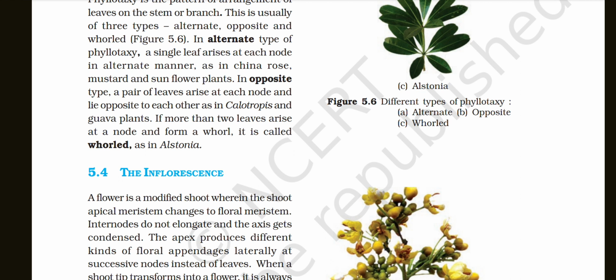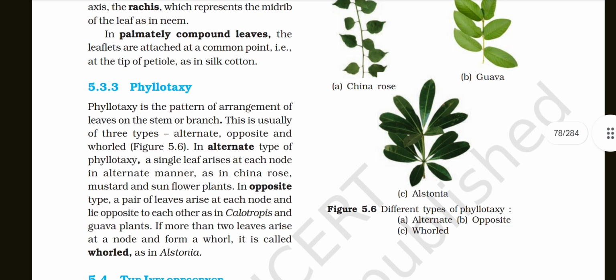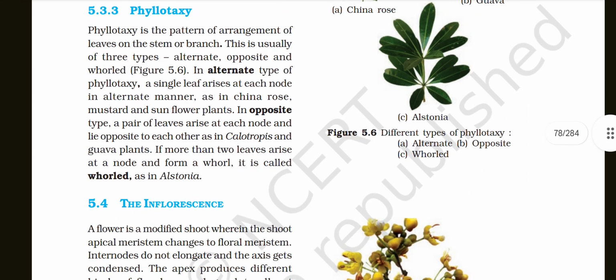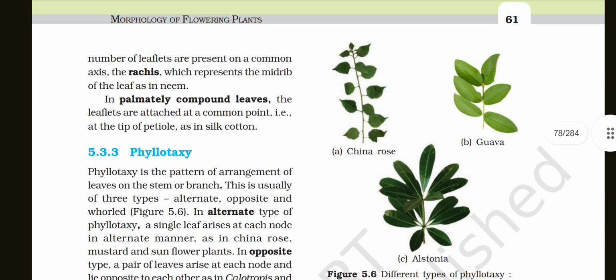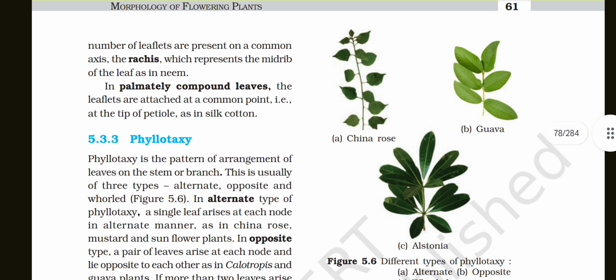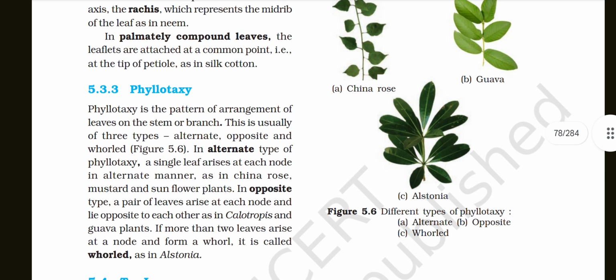In the opposite type, a pair of leaves arise at each node and lie opposite to each other, as in calotropis and guava plants. If more than two leaves arise at a node and form a whorl, it is called whorled, as in Alstonia. China rose is the alternate type of phyllotaxy. Guava is the opposite type of phyllotaxy.